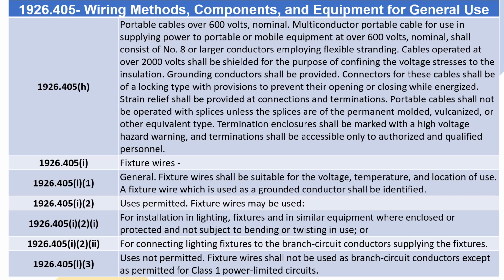1926.405(i)(2)(i), for installation in lighting fixtures and in similar equipment where enclosed or protected and not subject to bending or twisting in use, or 1926.405(i)(2)(ii), for connecting lighting fixtures to the branch circuit conductors supplying the fixtures. 1926.405(i)(3), uses not permitted. Fixture wires shall not be used as branch circuit conductors except as permitted for Class 1 power limited circuits.